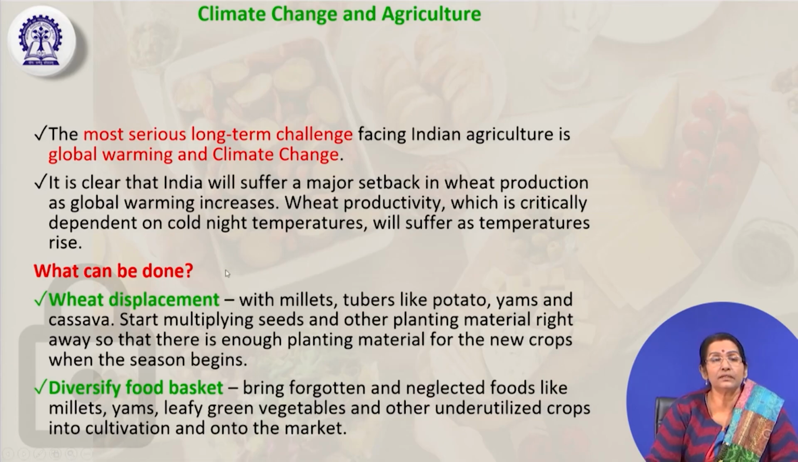Wheat displacement is such a thing. For example, we can go for other kinds of crops, as we have just discussed about diversifying our crops, like millets, potatoes, yams and cassava, dahlia, bajra, these kinds of things can be planted as a new crop with the beginning of the new seasons. Similarly, we can also diversify our food baskets, so that varieties of things can be produced from time to time with the seasonal variations, from green leaf vegetables to millets to yams, so that we can diversify our food varieties, and accordingly we can go for new varieties of plantations.